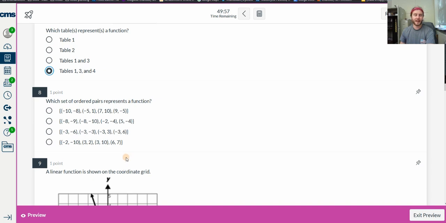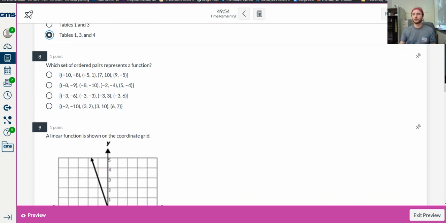For number 8, once again, it's asking which of these is a function. So we're just looking at the x value, or the first coordinate, and seeing if they repeat. So -10, -5, 7, and 9. Well, none of those repeated, so that must be our function. And you can see the second one would not be a function because the -8's repeat. Same problem with option B or option C. And the same problem happens in our last option. So for number 8, the answer had to be the first answer choice.